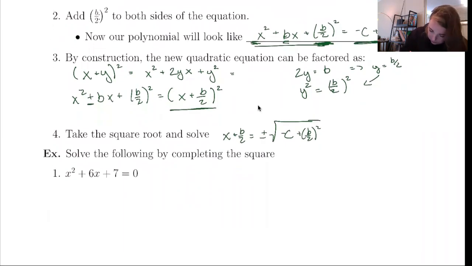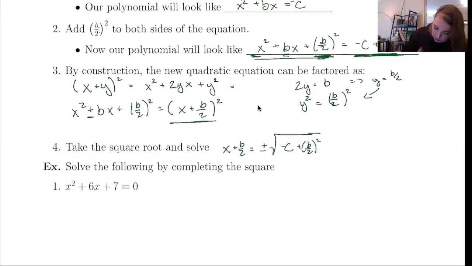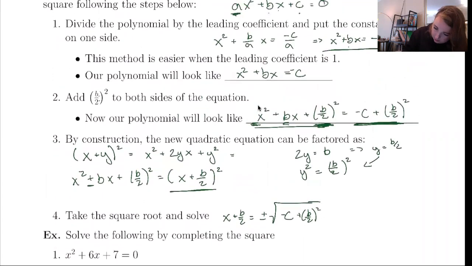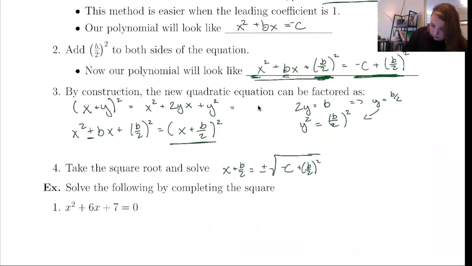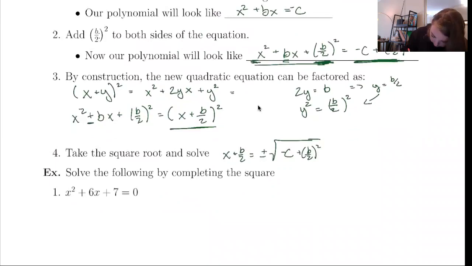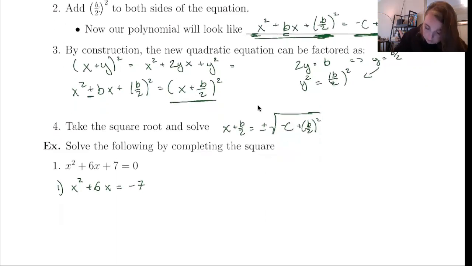So I have x squared plus 6x plus 7. My leading coefficient is 1. Beautiful. I need to move the 7 over. So step 1: x squared plus 6x equals negative 7.